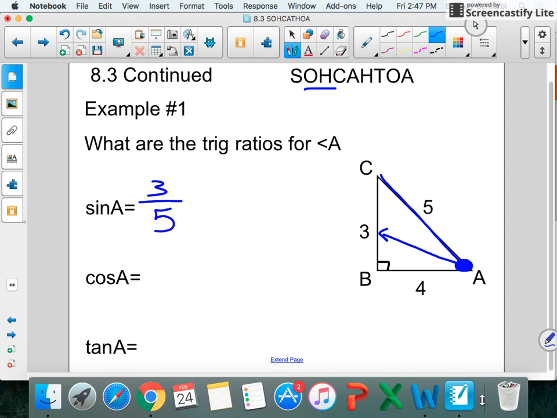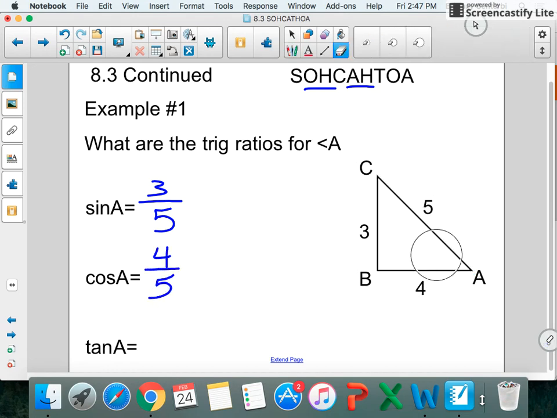For cosine, I want the adjacent. So I'm going to still start at A because it says cosine of A. So the adjacent is 4 because it's next to it. So I need adjacent over hypotenuse, and then my hypotenuse is 5. So cosine of A would be 4 out of 5.